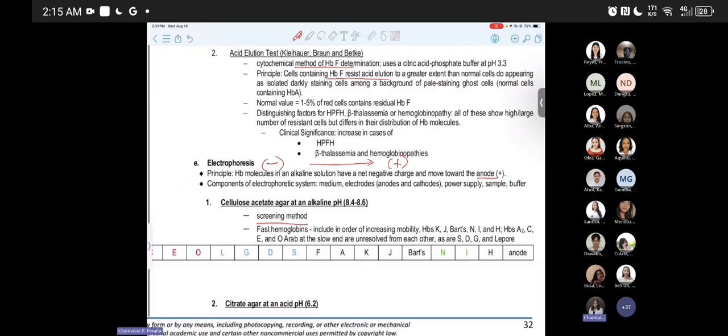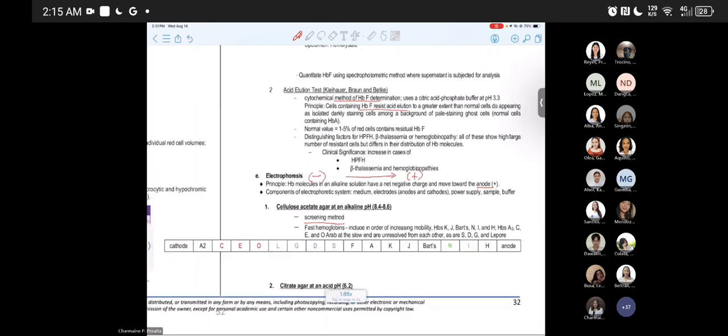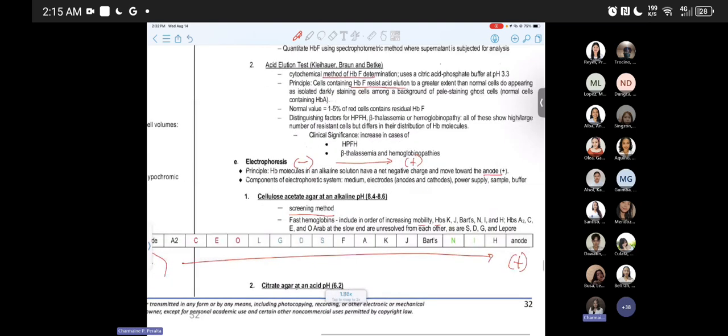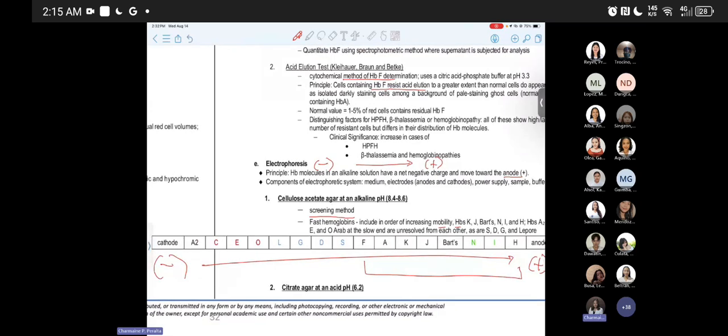So meron tayong fast hemoglobins. Fast hemoglobins include, in order of increasing mobility, we have HbS, K, J, Barts, and I, H. Yung mga fast hemoglobin, so dito ang origin, cathode, papunta sa anode. Yung mga tinatawag na fast hemoglobin, so ito agad yon. Ano yung mga abnormal hemoglobin? Yung ibang color. Yung S, D, G, L, yan yung mga abnormal hemoglobin. Kasama yung C, E, O, abnormal hemoglobin yan. Pero another. So iniba ko yung kulay niyan kasi abnormal hemoglobin sila.